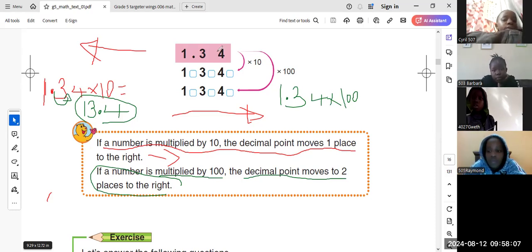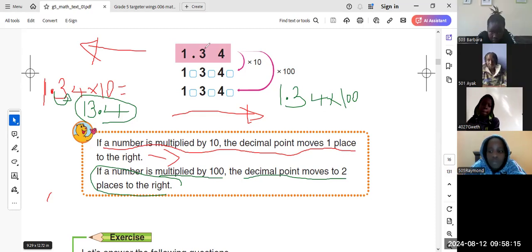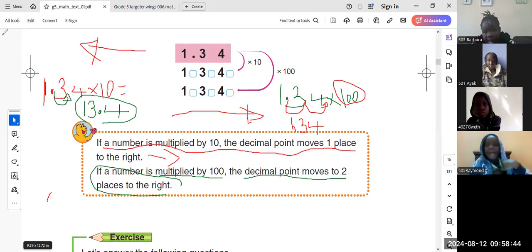We have said when a number is multiplied by 100, the decimal place moves 2 places. So we were here at 1.34 times 100. So it goes 1, then 2, up to here. The reason we are moving 2 places is because of the 2 zeros in the 100. And the reason we are moving 1 place in 10 is because of the 1 zero in the 10. So 1.34 multiplied by 100, you'll end up getting 134. Are we together up to there?